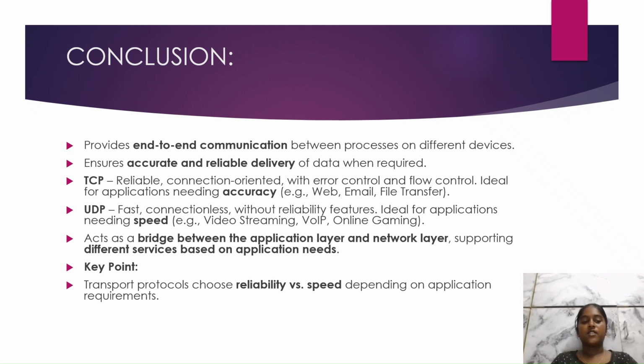TCP is reliable and connection-oriented, with error control and flow control, ideal for applications needing accuracy. TCP is used for web, email, and file transfers. UDP is fast and connectionless, without reliability features, ideal for applications needing speed. Examples for UDP are video streaming, online gaming, and VoIP. It acts as a bridge between the application layer and network layer. It supports different services based on the application.